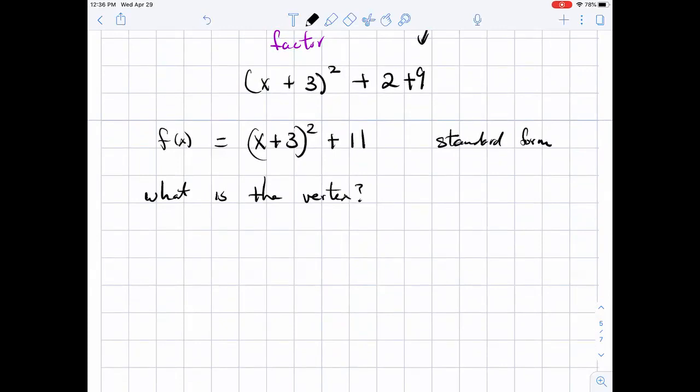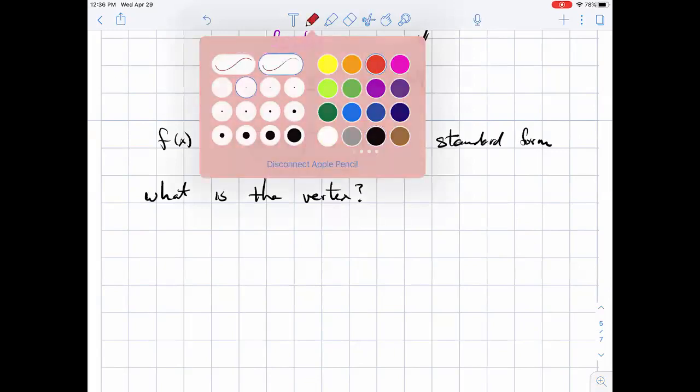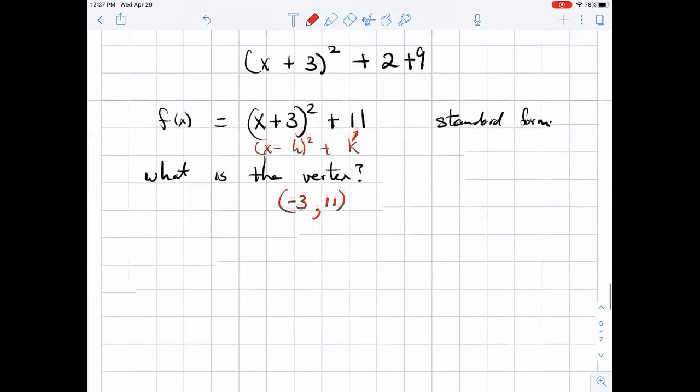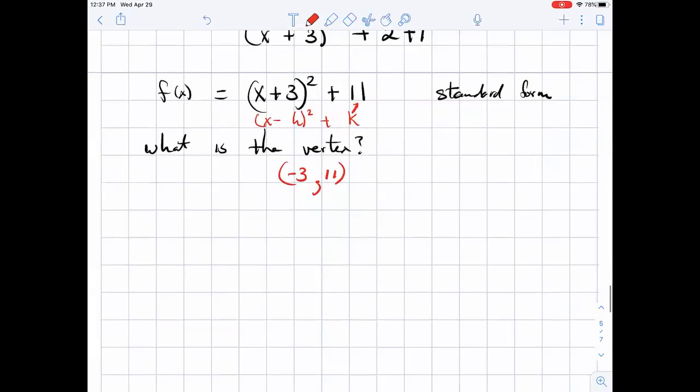Close, very close. Remember, standard form is written as x minus h squared plus k, right? Yeah. So k is 11, yes. So it is 11 there, but what is h? Oh, -3. -3, right, -3. Okay? h is -3. Questions? No. Okay.